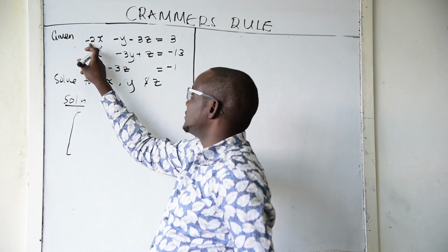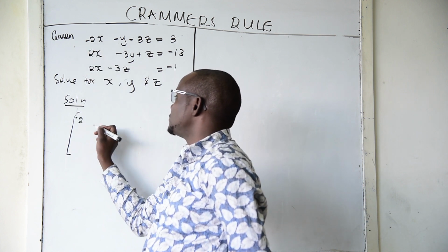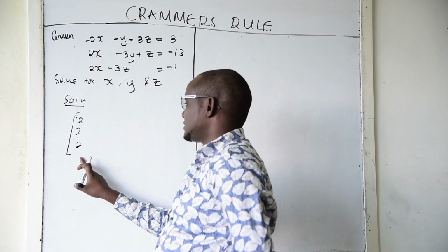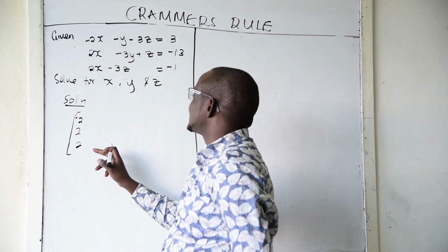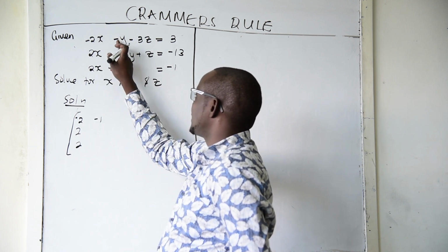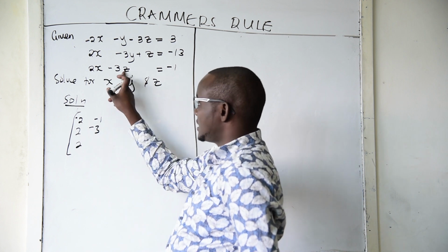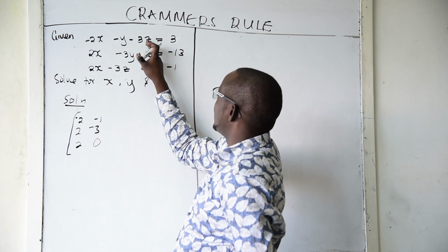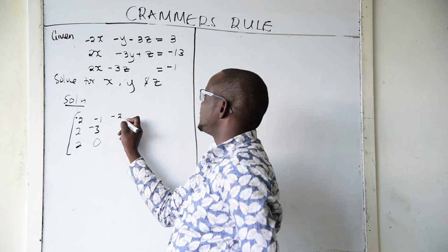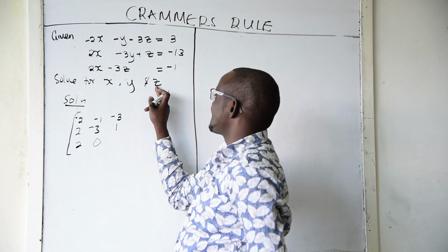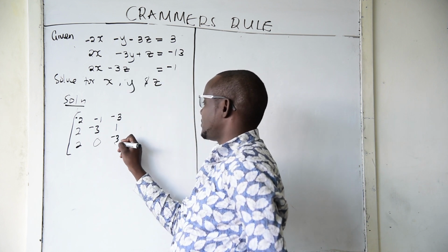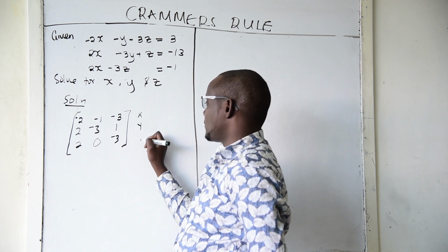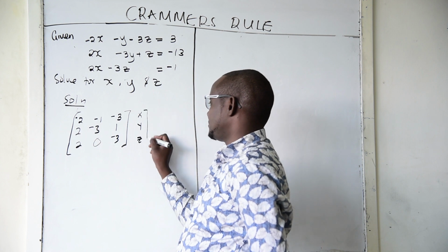We have a negative 2 here, we have 2, we have 2. This is for x, the column for x. We now have the column for y's: negative 1, negative 3, and since the third equation doesn't have a y, we put a 0. Then we have a column for z's: negative 3, 1, and negative 3. That is your matrix. The first column was x, second column was y, the third column was z.